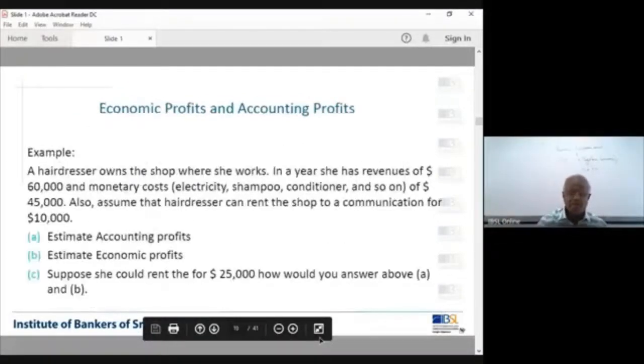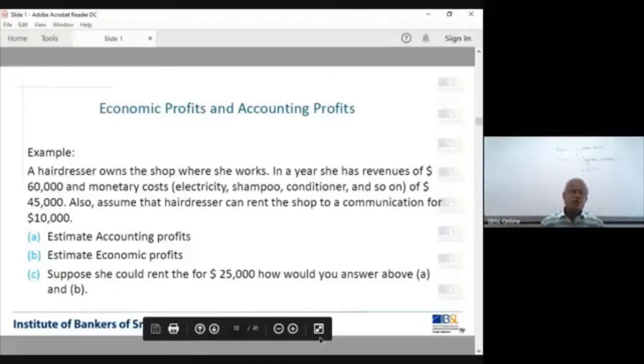Okay, now we'll discuss one example. Read this; I wanted to do this, right? A hairdresser who owns a shop where she works. Let's assume it's self-employed. Next to your house you have a small room, you run this business, you own your own business. In a year she has revenue of $60,000, January to December, or maybe a financial year. Monetary costs, these are direct costs: electricity, shampoo, conditioners, and so on. These are 45,000.